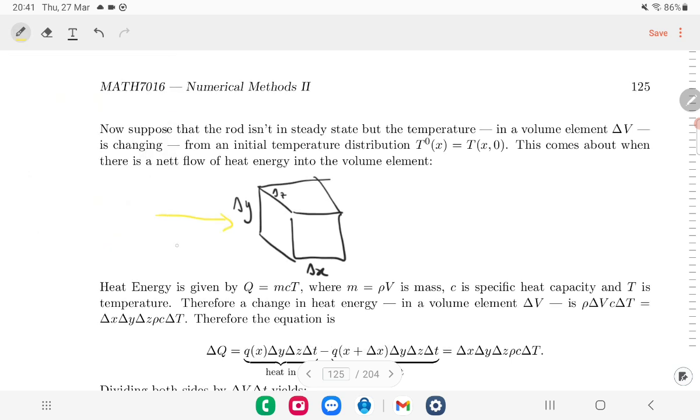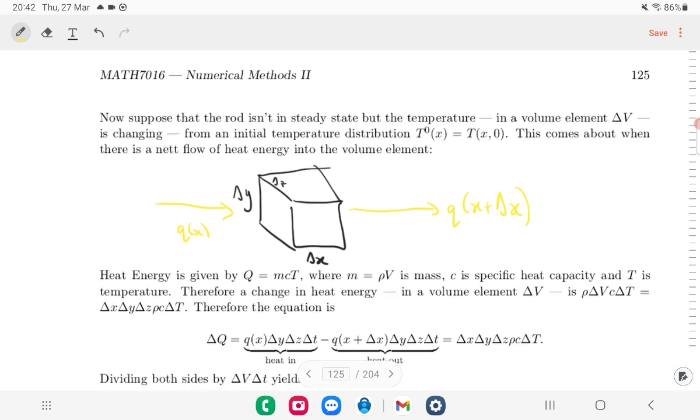Now here we're saying this is q of x. I guess it's so thin it can't really go in any other direction. And then this is q of x plus delta x. Now heat energy, so this is how much energy is in this volume element. It's the mass of the volume element times the specific heat capacity times the temperature in Kelvin.